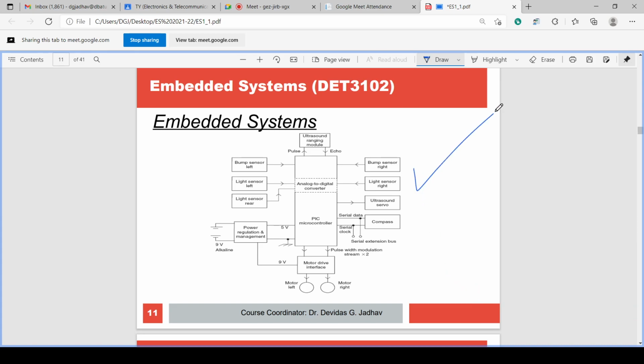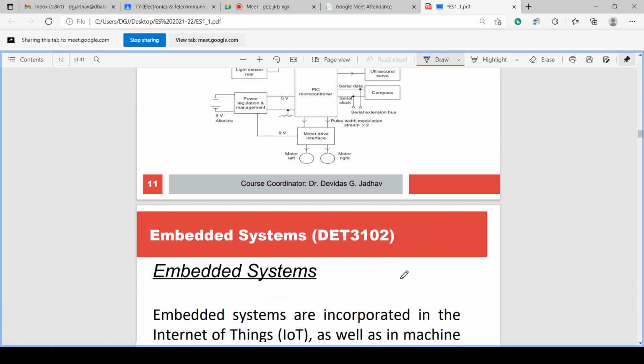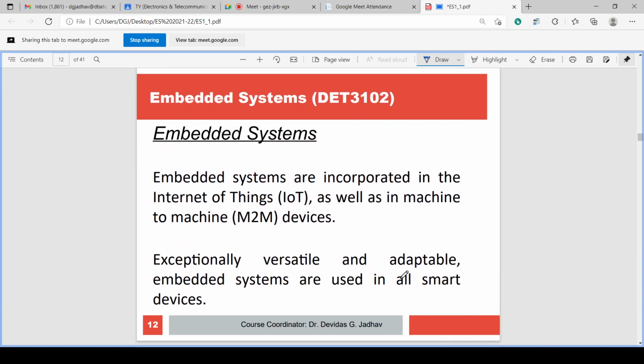So this is the block diagram of the embedded system: microcontroller, motor interface, analog to digital converter, sensors, serial data communication, power regulation and management. Okay.